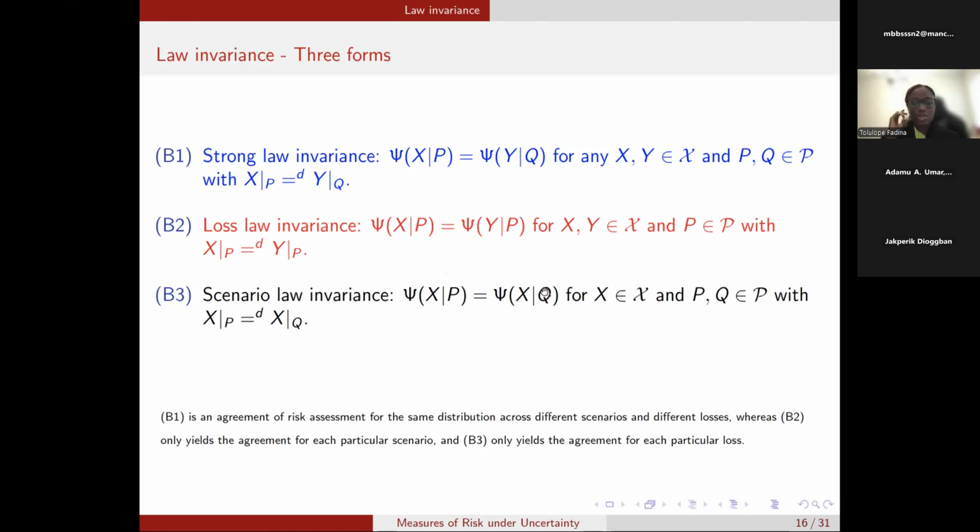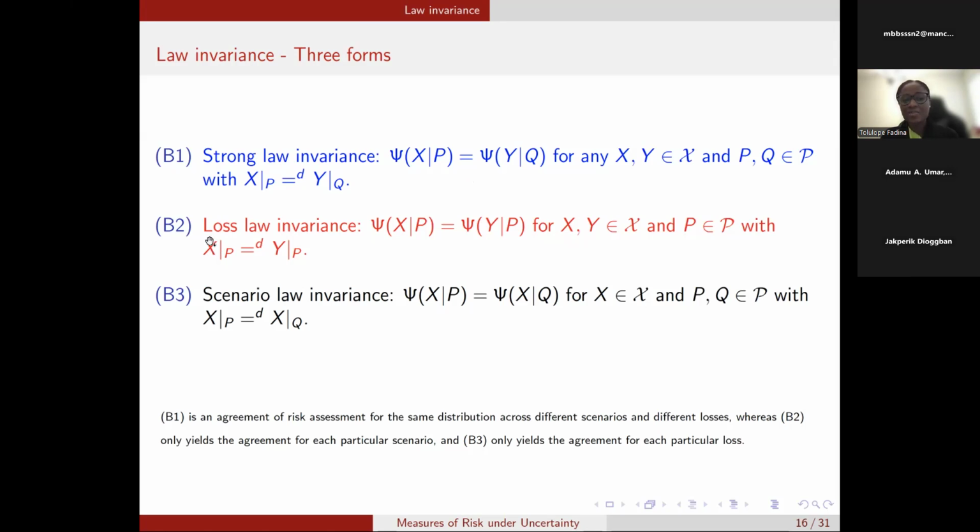One way to put this into perspective is to think of P and Q as scenarios. For example, let's think of P as the COVID period, when we have not too good an economy, and Q as post-COVID, when the economy has recovered from COVID. So P is not too good, Q is a good economy. What this is saying is that if my portfolio X in a not too good economy has the same distribution as Y in a good economy, then I should assign the same risk value to it.